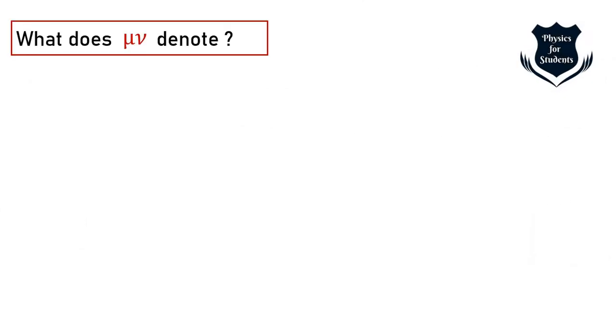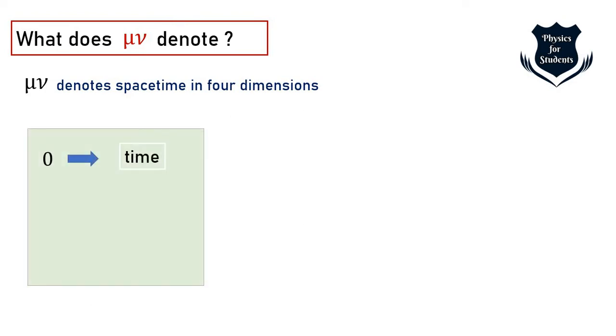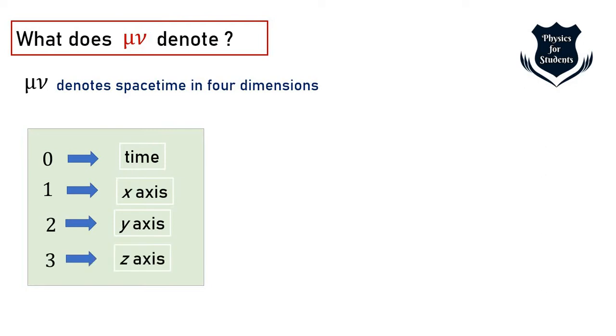First, we need to know what the sign mu nu denotes. Well, as you see, we often use Greek alphabet to denote something in physics or mathematics. Here, mu nu denotes space-time in 4 dimensions. So as you can see on the screen, the first 0 or naught denotes time, 1 denotes the x-axis, 2 the y-axis, and 3 the z-axis.